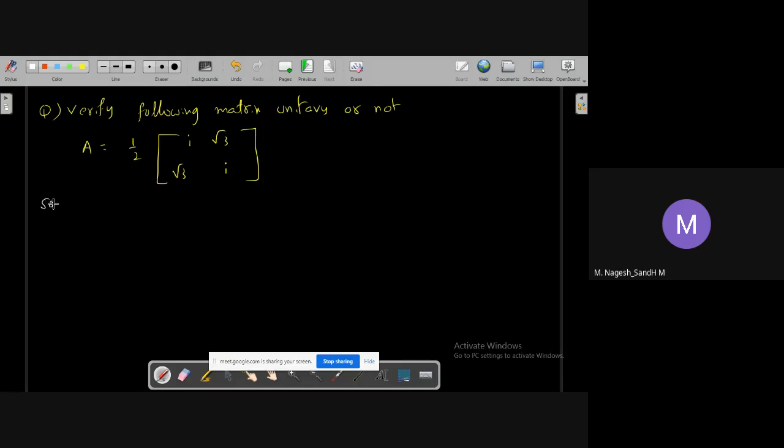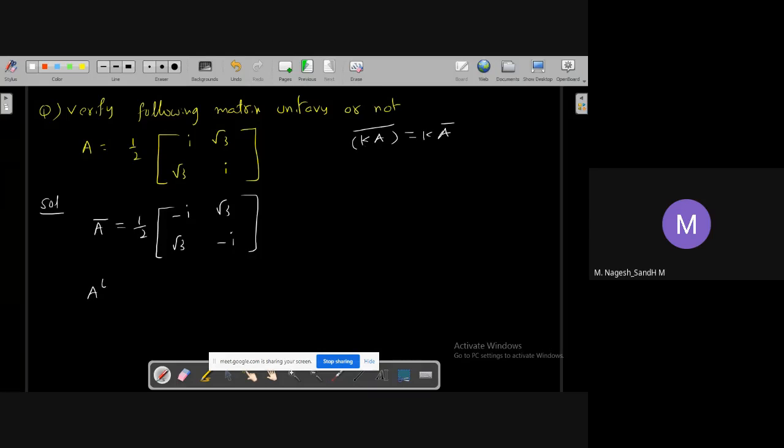Solution: you have the matrix A, first you have to find A power theta. So first find A conjugate. Listen here, one more thing: for example, K whole conjugate, where K is some number, a scalar, can be written as K into A conjugate. So 1 by 2 conjugate is 1 by 2 only. I conjugate is minus I. Root 3 conjugate is root 3 only. I conjugate is minus I. I got the A conjugate matrix.